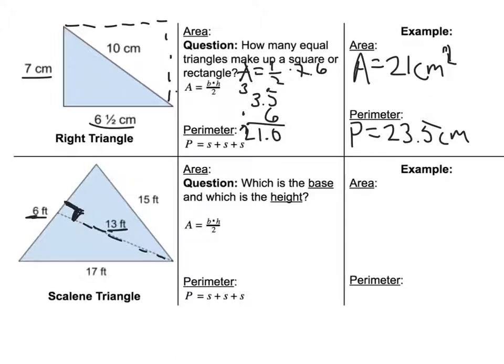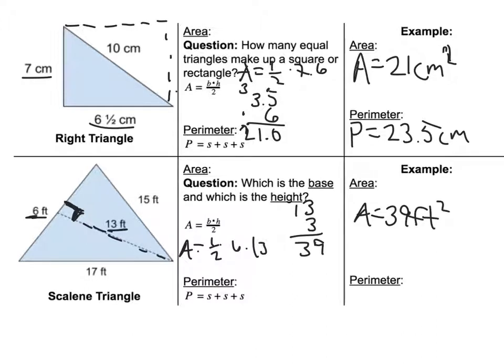So the area of this triangle is going to be half of 6 times 13. In other words, 1/2 times 6 times 13. So I know half of 6 is 3. So in other words, my area then must be 13 times 3. And when I multiply that together, I'm going to get 39. So the area is 39 square feet.